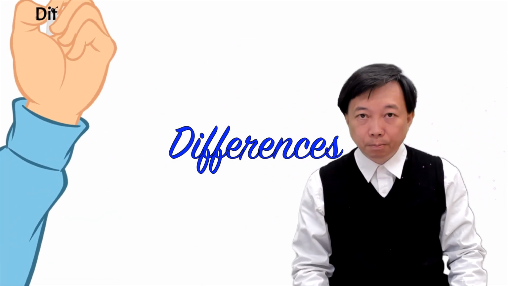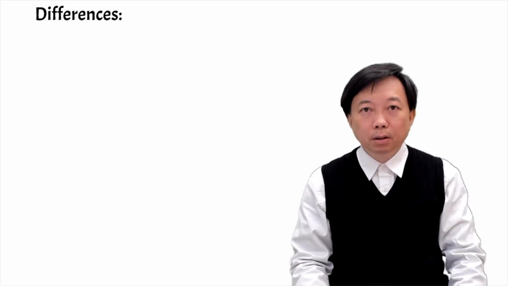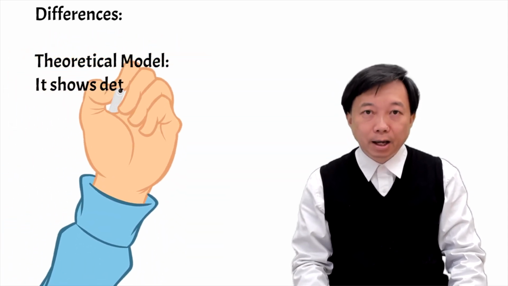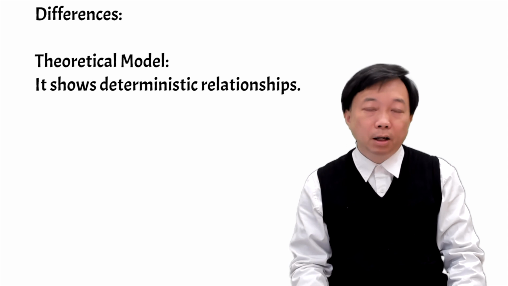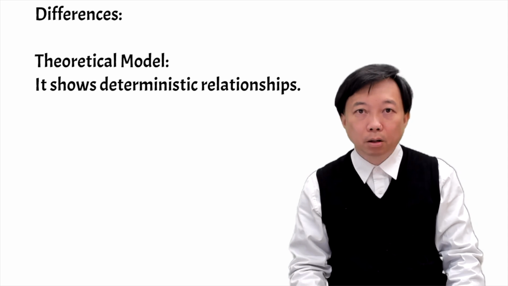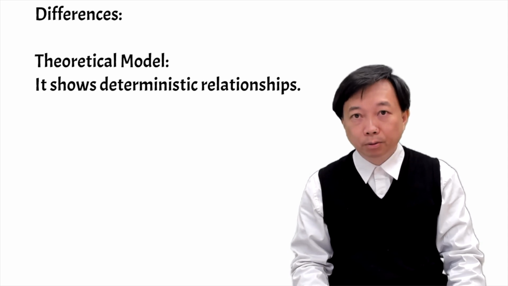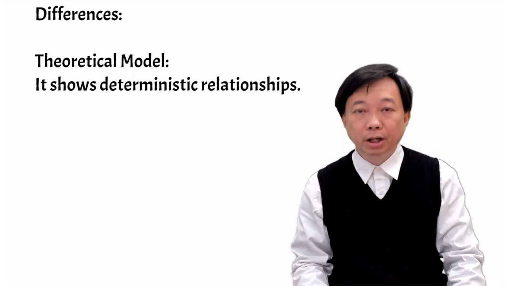What's the difference between an econometric model and a theoretical model? The theoretical model specifies precise and deterministic relationships between variables. A deterministic relationship means no uncertainty. Once the variables are chosen and the functional form is determined, we can make a certain prediction, at least a qualitative prediction, of how the dependent variable changes when the independent variables change.